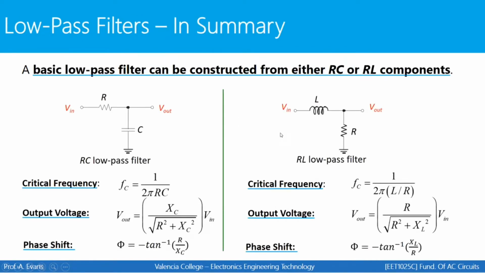So here's a comparison of a basic low-pass filter constructed from a resistor and a capacitor, or an inductor and a resistor. Notice the orientation of an RC versus an RL. Notice how we calculate critical frequency, how we calculate the output voltage. This is a voltage divider, and our phase shift.